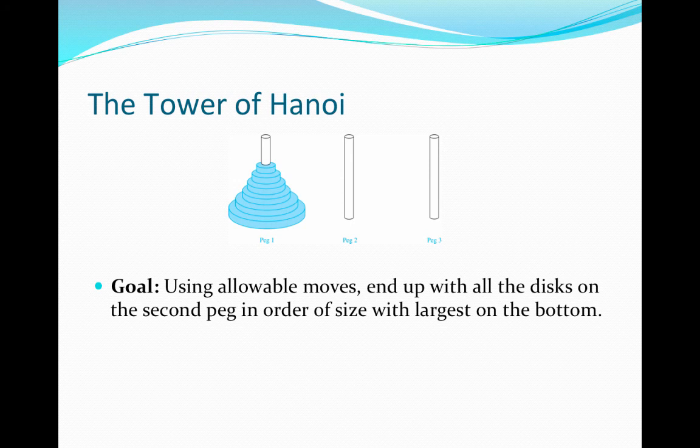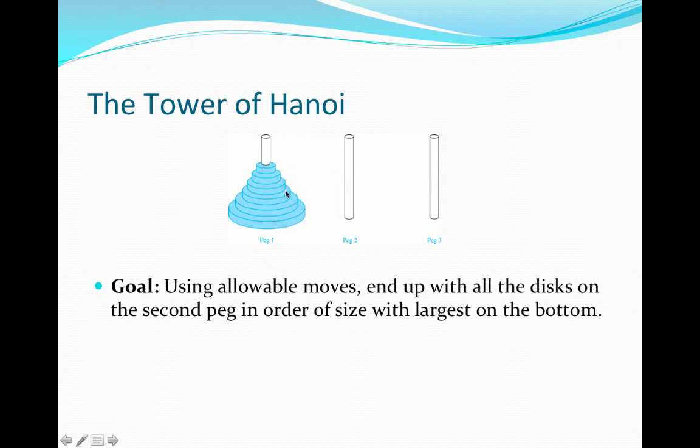The first counting problem we're going to look at is a puzzle called the Tower of Hanoi. This puzzle was invented by Edward Lucas and involves 3 pegs, peg 1, peg 2, peg 3, and a collection of discs. The goal is to follow certain rules, so using allowable moves, end up with these discs in this order, but moved to the second peg.